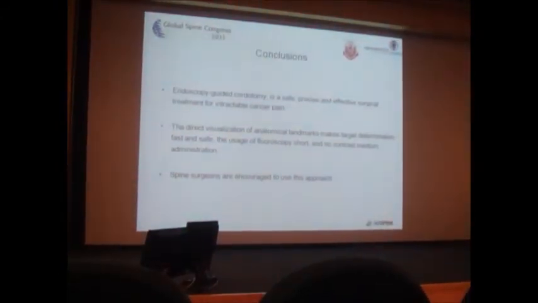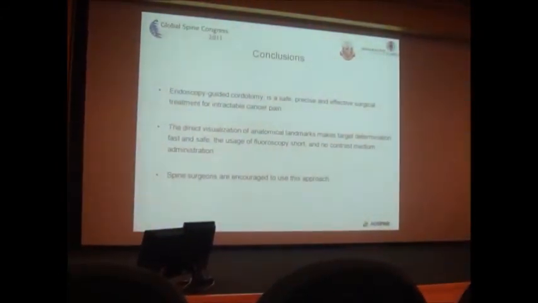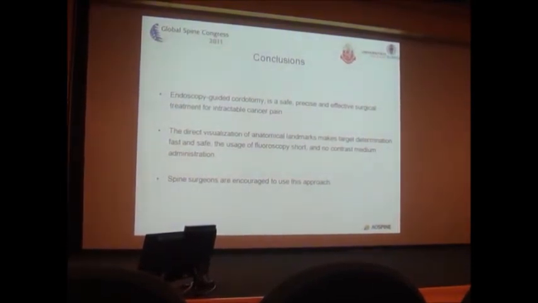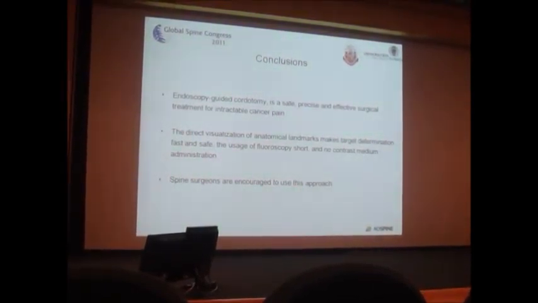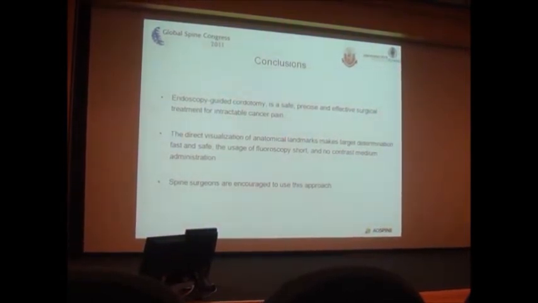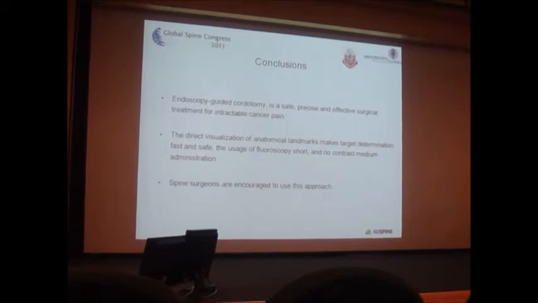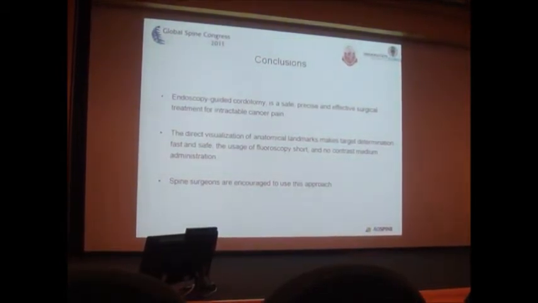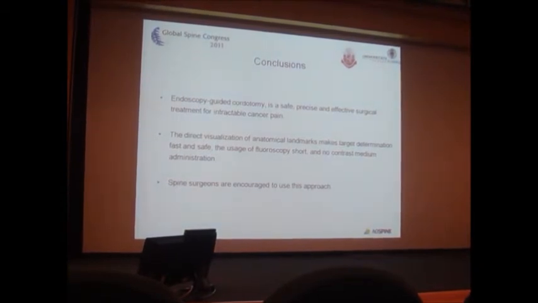In surgical treatment for intractable cancer pain, direct visualization of anatomical landmarks makes target determination fast and safe, and keeps the use of fluoroscopy short. You will only use it to identify your C1, C2 space, and you don't need contrast medium administration, which sometimes can cause problems intrathecally.